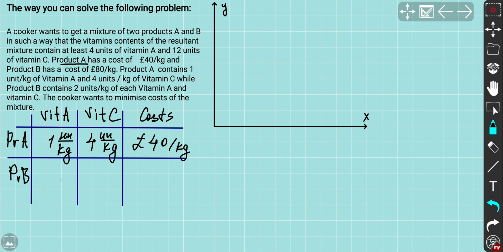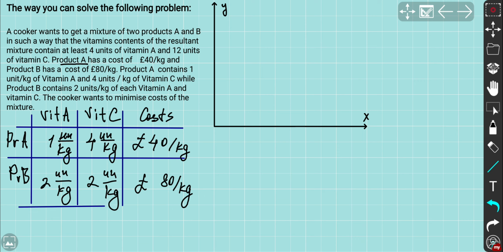And what about product B? Product B contains both vitamin A and vitamin C in equal parts, and each part is 2 units. So we can set up 2 units per kg of vitamin A, and the same for vitamin C. What about costs? We have 80 pounds, so the cost is 80 pounds per kg. All right, so we set up the table. What about totals?